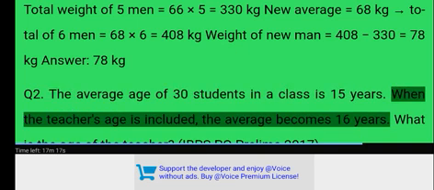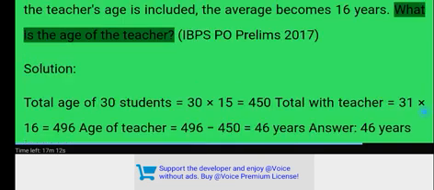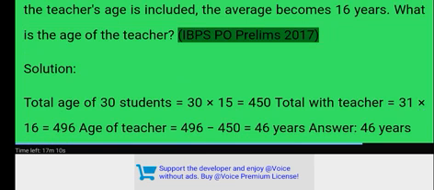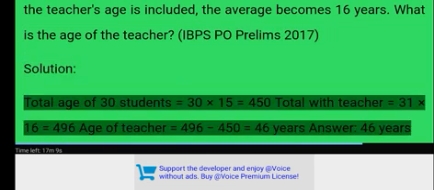Q2. The average age of 30 students in a class is 15 years. When the teacher's age is included, the average becomes 16 years. What is the age of the teacher? IBPS PO Prelims 2017. Solution. Total age of 30 students equals 30 times 15 equals 450. Total with teacher equals 31 times 16 equals 496. Age of teacher equals 496 minus 450 equals 46 years.